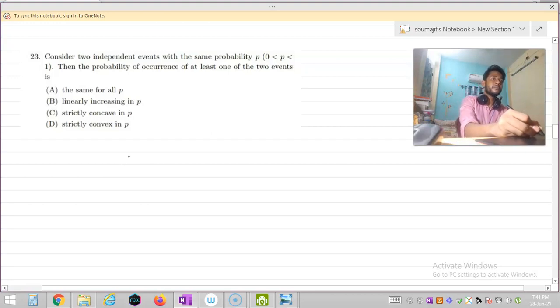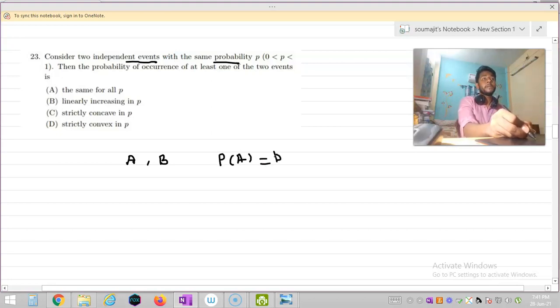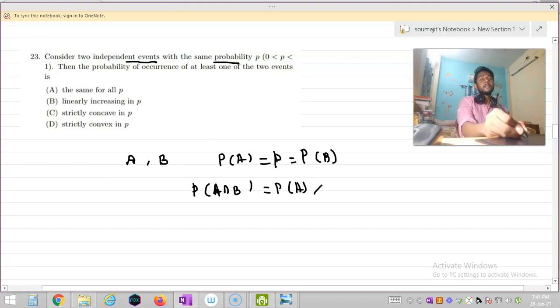So I am considering A and B as the two events, and it says that the two events are independent and they have the same probability. So probability of A is equal to P, which is equal to probability of B, and it is given that A and B are independent. Hence I can say that probability of A intersection B is equal to probability of A into probability of B. So this is nothing but P into P, which is P squared.